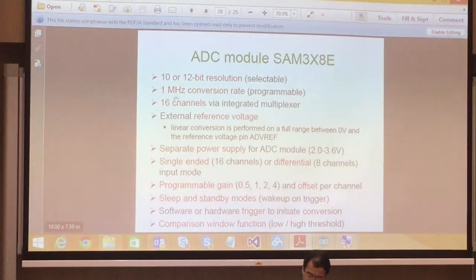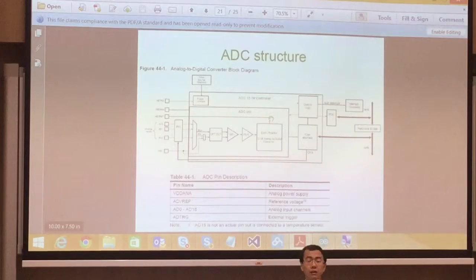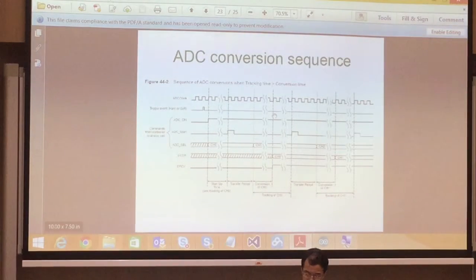The conversion rate is about 1 meg plus. Again, this is programmable, and you can use the external reference voltage. The rest of the functions, I don't think it's very important to you. The structure here I don't discuss further; you can use it as a reference if you need data. No need for me to discuss in detail this page. The conversion sequence is also not very important.